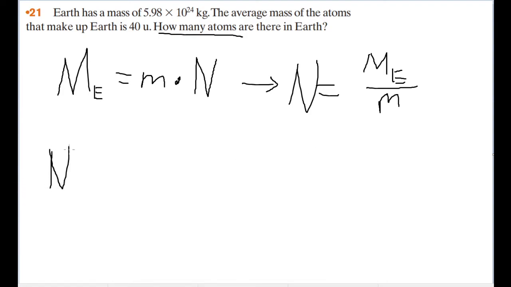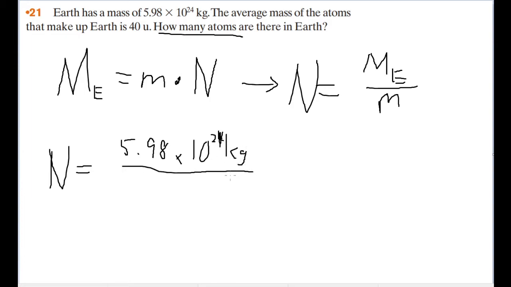So that means that the number is going to be equal to the mass of the Earth, which is given to us as 5.98 times 10 to the 24th kilograms, divided by the mass of each of those atoms. So that's going to be 40 daltons.